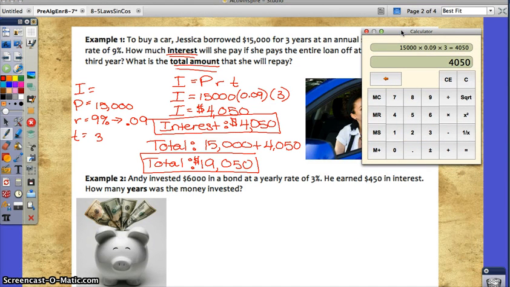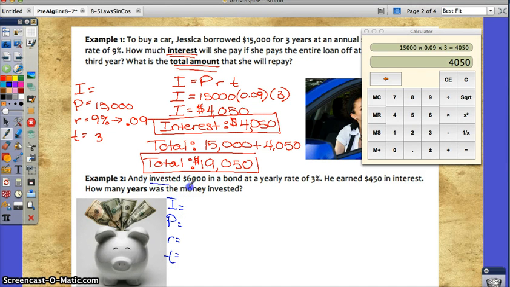On the second one, Andy invested $6,000 in a bond at a yearly rate of 3%. He earned $450 in interest. How many years was the amount invested? So again, I like to set up my IPRT on the left. Go ahead and do that. Reading the problem, what numbers do we know? What values do we know?